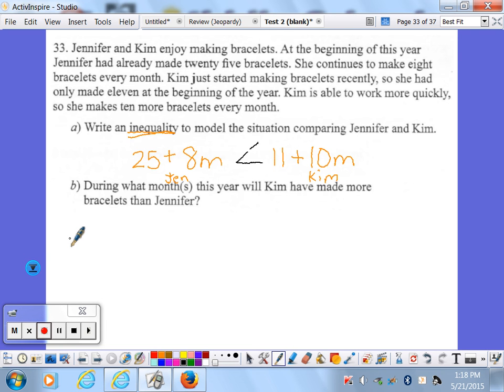And it's asking for during what month will Kim have made more bracelets than Jennifer. When you solve for M, that's going to tell you how many months it will take for Kim to make more. And however many months it takes, you need to figure out whether that is representing January, February, March, April, and so on. So you need to figure out what month that represents. Try your best. Go ahead.